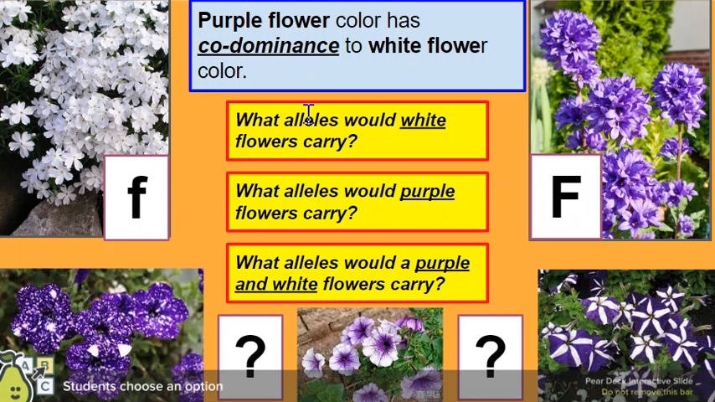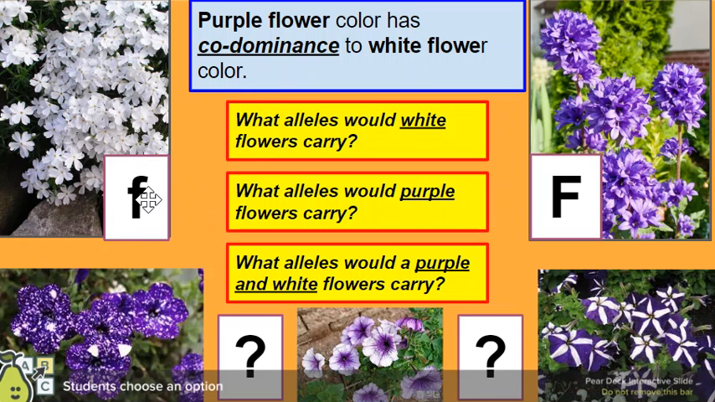Take a look at these flowers. Purple flower color has co-dominance with white flower color. So, if they are co-dominant, what alleles would a white flower carry? Correct. White being the recessive. In order to look recessive, you need two recessive alleles. Little f, little f. Now, here comes that difference in non-Mendelian genetics.